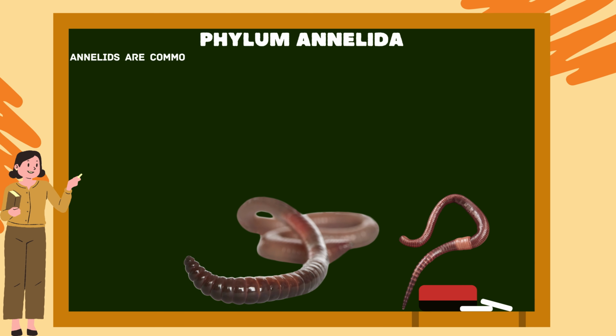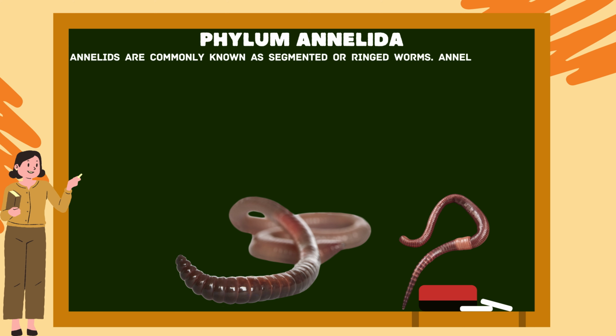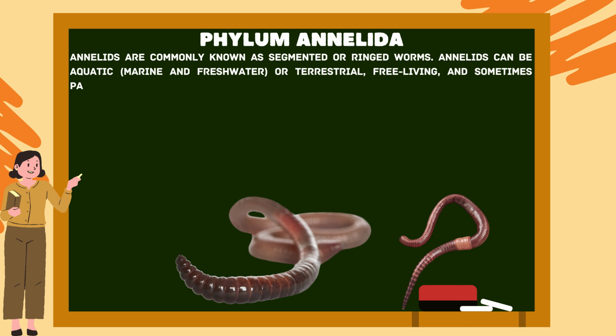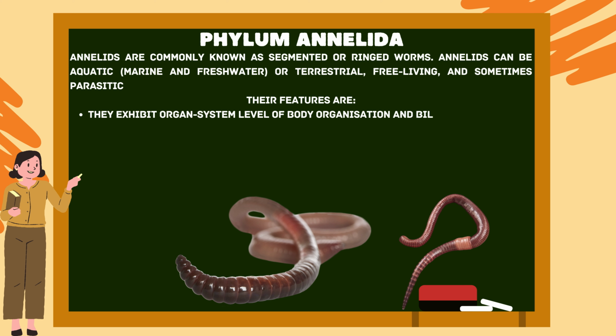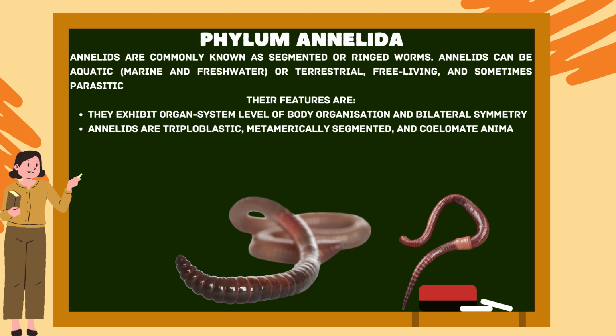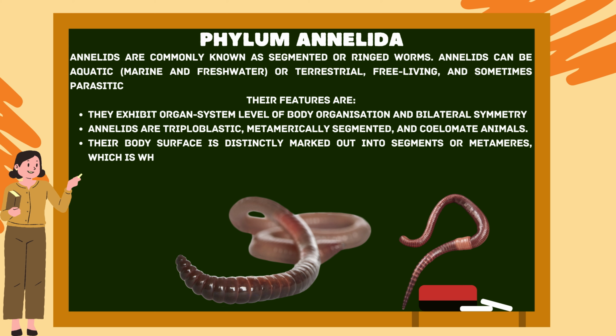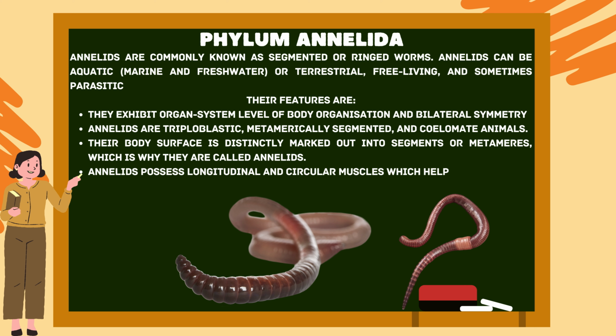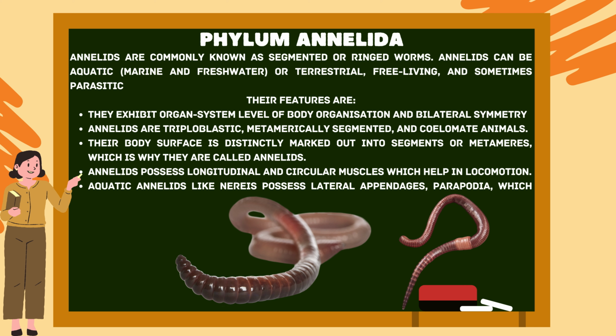Phylum Annelida. Annelids are commonly known as segmented or ringed worms. Annelids can be aquatic or terrestrial and free-living, sometimes parasitic. Their features are: they exhibit an organ system level of body organization and bilateral symmetry. Annelids are triploblastic, metamerically segmented, and coelomate animals. Their body surface is distinctly marked out into segments or metameres, which is why they are called annelids. Annelids possess longitudinal and circular muscles which help in locomotion. Aquatic annelids like Nereis possess lateral appendages, parapodia, which help in swimming.